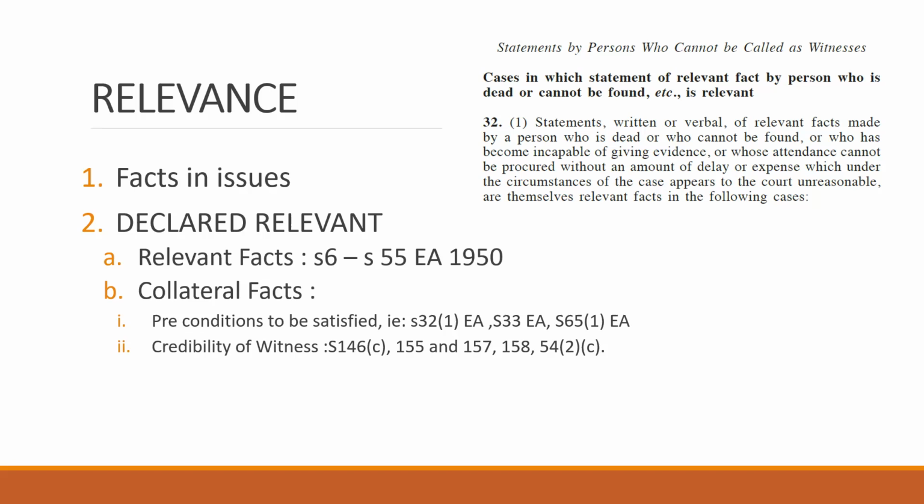So this is not even relevant facts, because you cannot fulfill it under your section 6 until 55. But these are the so-called collateral facts that you need to bring to the attention of the court. These are called preconditions. These are something extra that you need to prove to the court before you can rely on your section 32(1), the subsections that I've said to you, as well as the credibility of the witness.